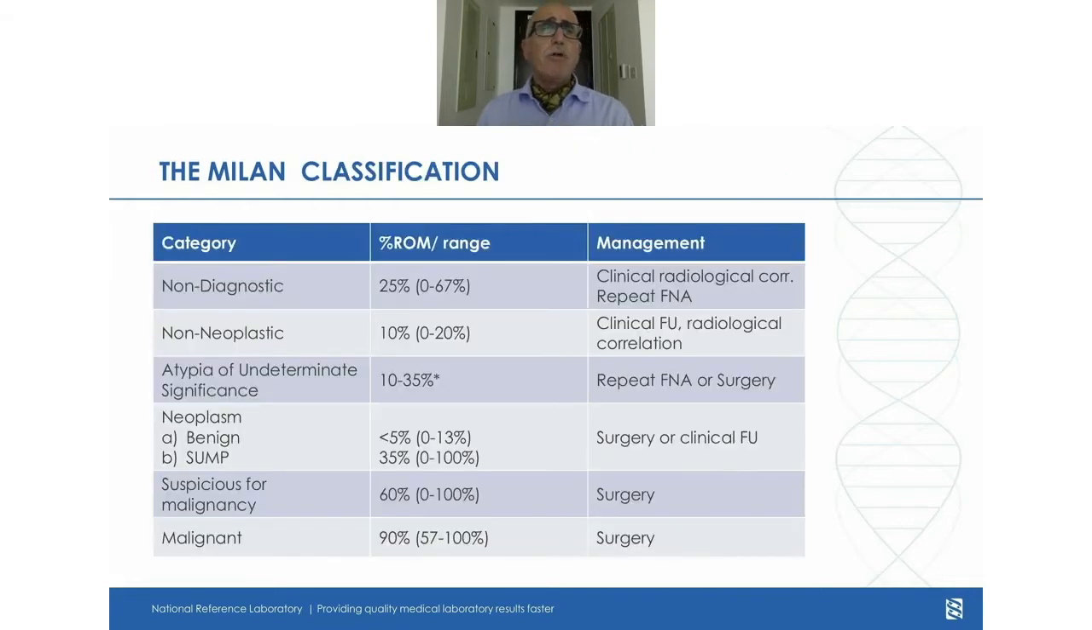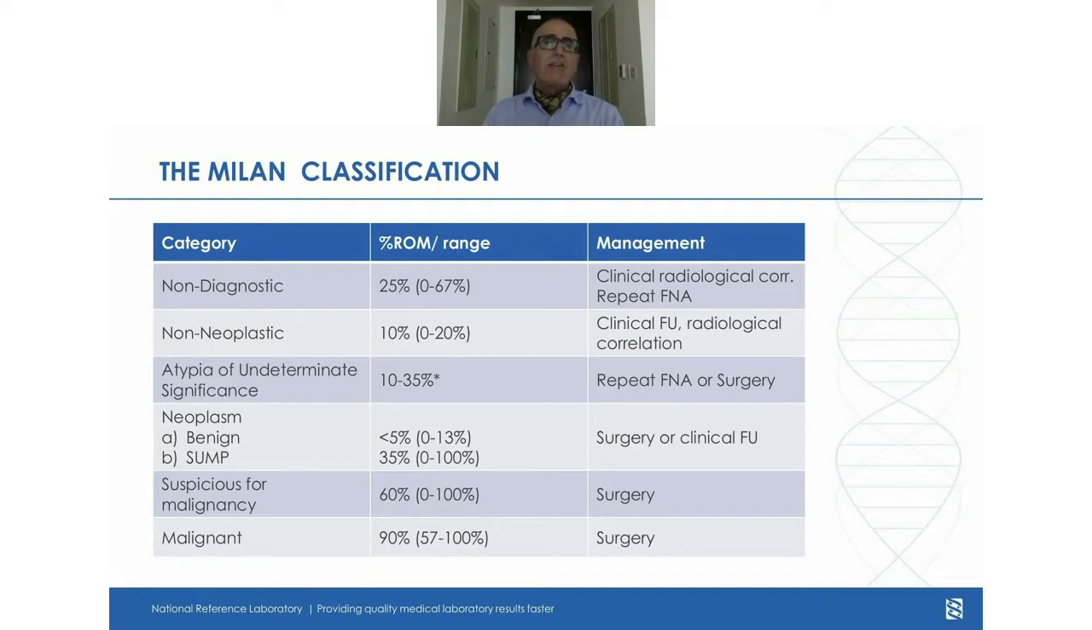In fact, if you check the risk of malignancy with each category, you will see that while it is extremely low in non-neoplastic, and this 10% is simply due to sampling errors in the vast majority of cases, because the lesion can be small or can be very scantily cellular, non-diagnostic, and then atypia of undetermined significance. It ranges between 10 and 35 in the different labs, and it gets very high with suspicious malignancy and almost in the 90s for malignant.